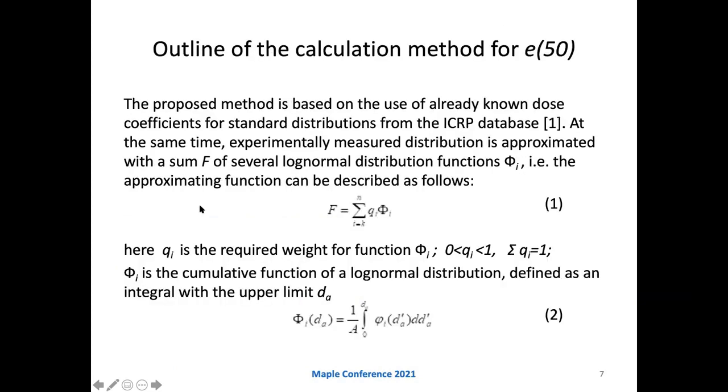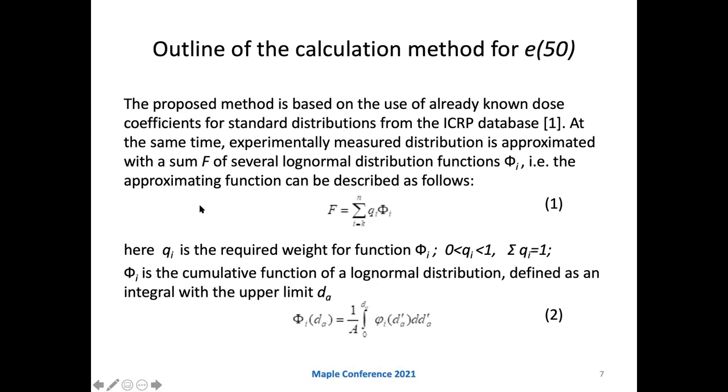We present the following method. It is based on the use of already known dose coefficients from the ICRP database, but at the same time, it uses the experimentally measured distributions, and we try to approximate them with the sum of several log-normal distribution functions Fi that can be seen in the ICRP database.